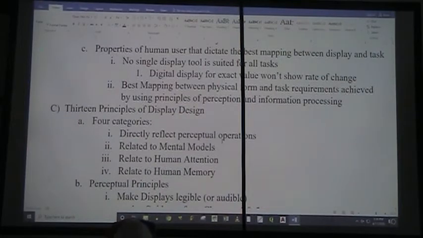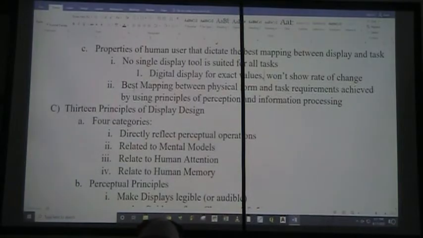All right, of course in human factors, we say that the properties of our human user are going to give us the best mapping between the display and the task. So no single display tool is suited for all tasks. Having a sign that says restrooms is very useful. But having a sign saying don't turn this switch off at the nuclear power plant, it's not really going to help us much. So a digital display is used for exact values, but it won't show a change in the rate at which something is happening.